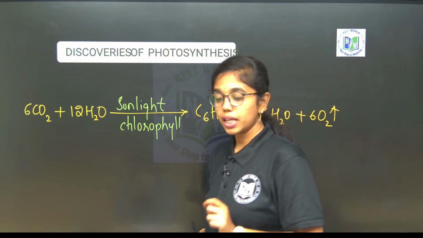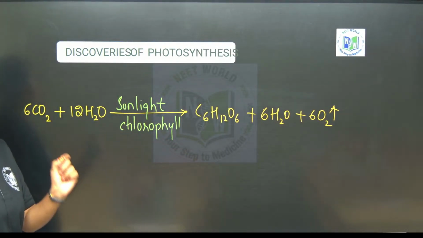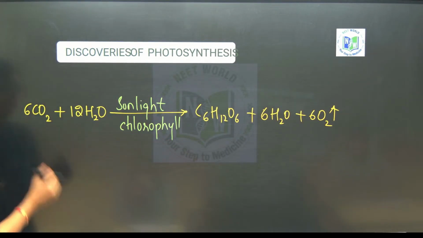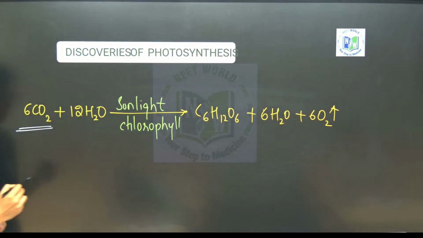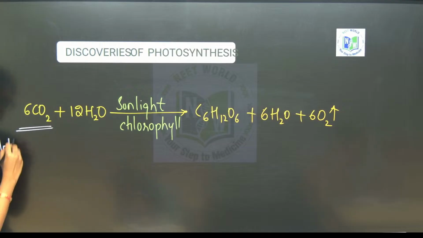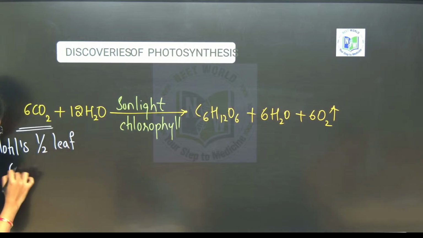First, primarily, who said that carbon dioxide is essential for the process of photosynthesis? That is said by Moll's half-leaf experiment. Carbon dioxide is essential for photosynthesis is given by whom? Moll's half-leaf experiment.